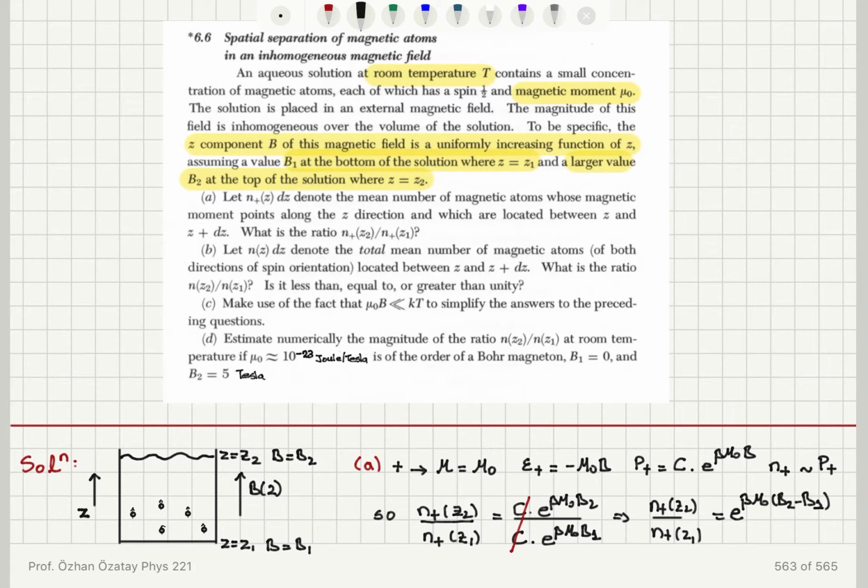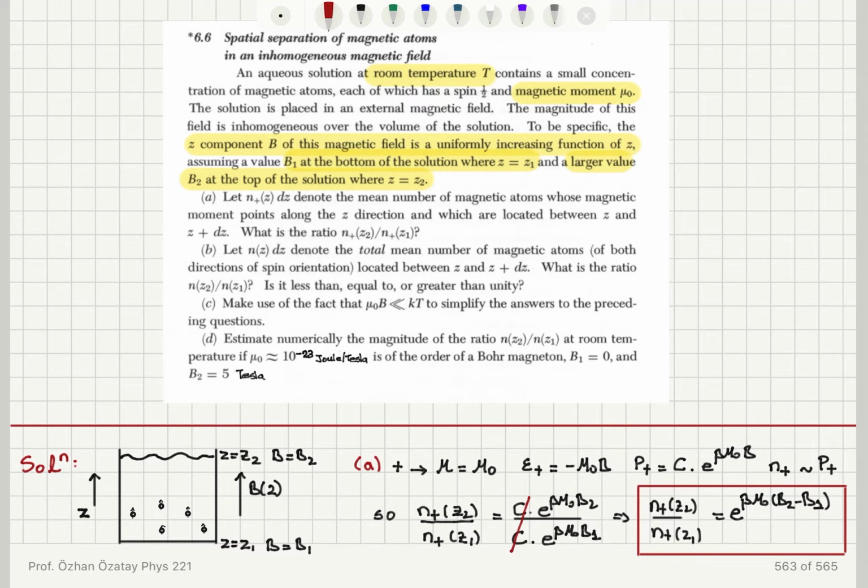So we expect more magnetic moments pointing along the z direction at the position z equals z2 because the magnetic field is simply stronger at that position. So the energy requirements basically tell me that there should be more of them at this point. So this answers the question in part A.